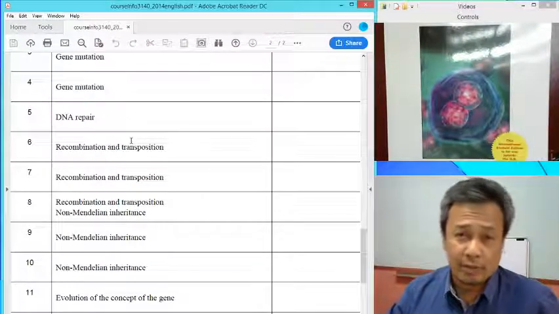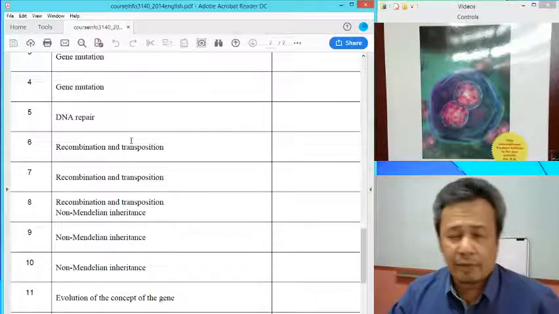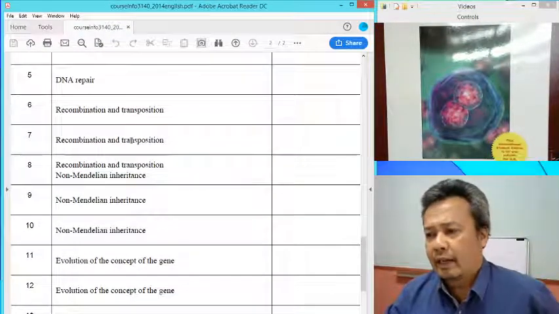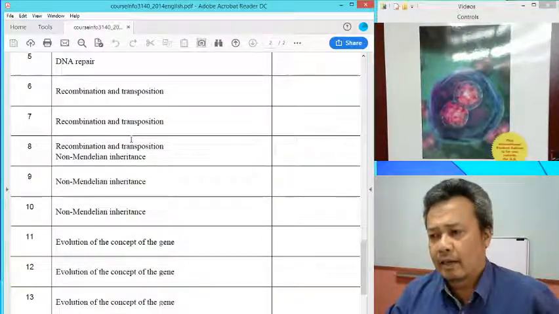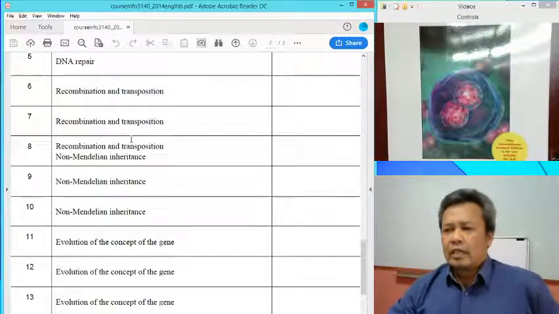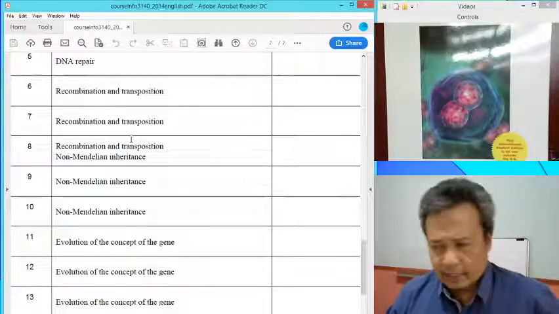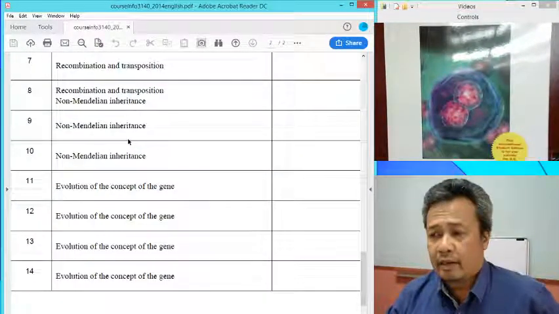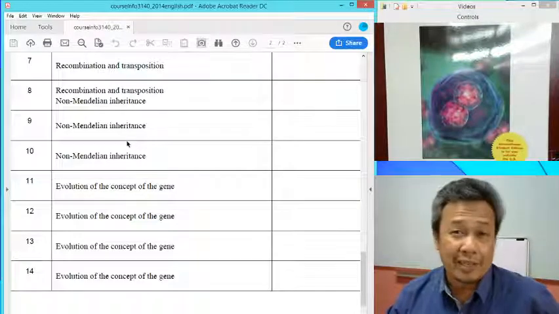We're going to jump into DNA repair, looking at the different repair systems. I'll get into that later. The other topics include recombination and transposition, the mechanisms and the enzymes involved, and then we will go into non-Mendelian inheritance.